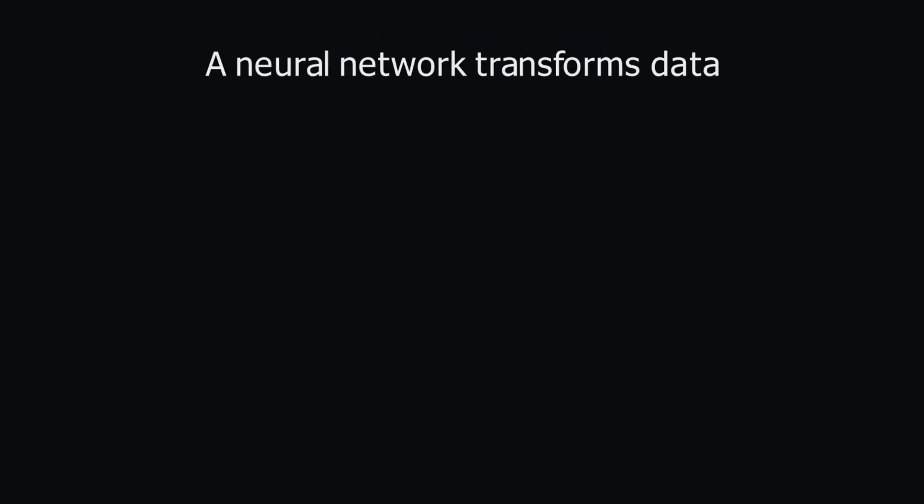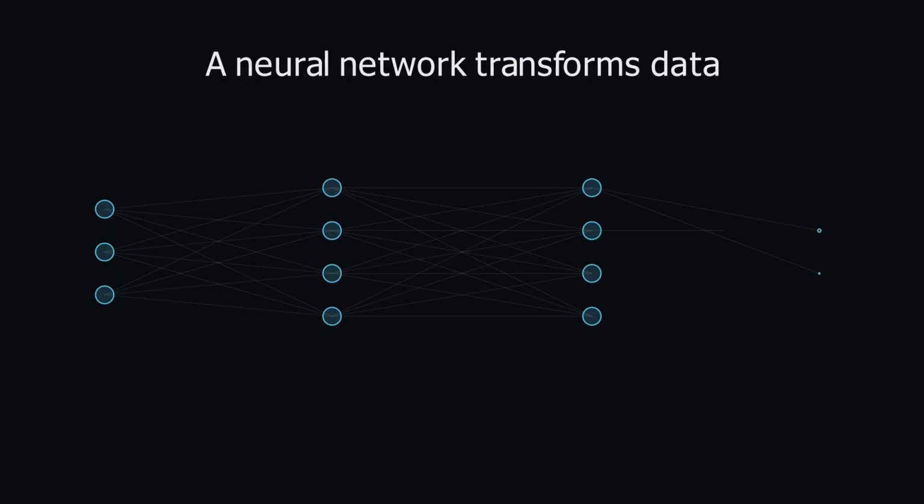Backpropagation, the algorithm that powers modern deep learning. But why does it feel so backward? Let's start with the basics. A neural network is a mathematical function that transforms inputs into outputs. It consists of layers of neurons. Each neuron is connected to neurons in the next layer.